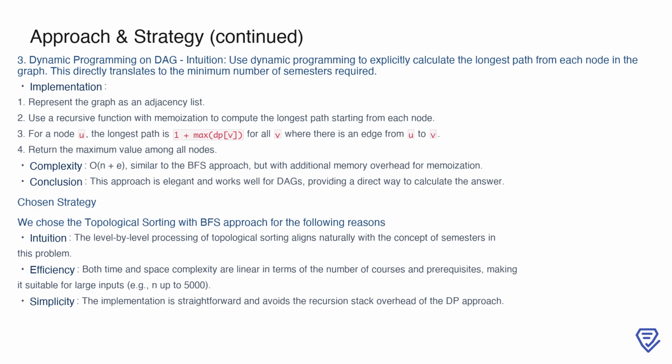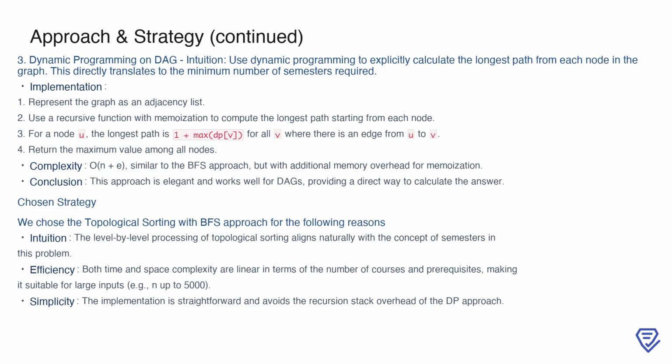To implement this, we first represent the graph as an adjacency list. Then, we use a recursive function with memoization to compute the longest path starting from each node. For any given node, the longest path is calculated as 1 plus the maximum value of the longest paths of its neighbors. The final answer is obtained by returning the maximum value among all nodes.